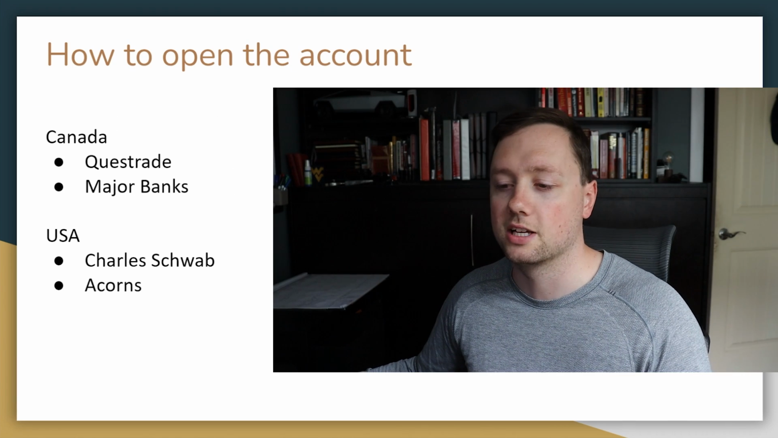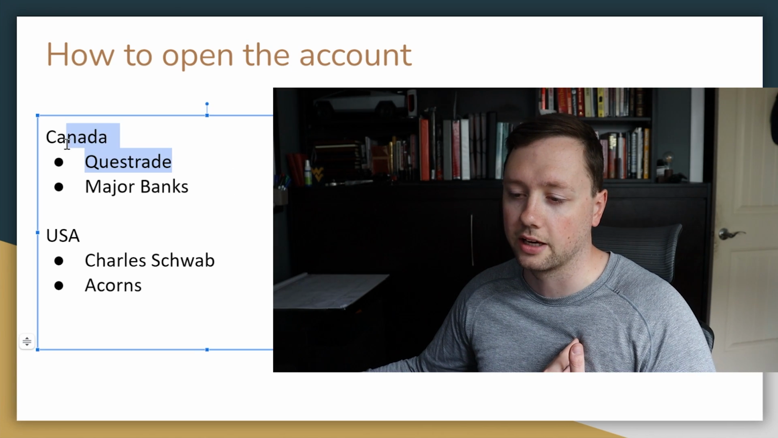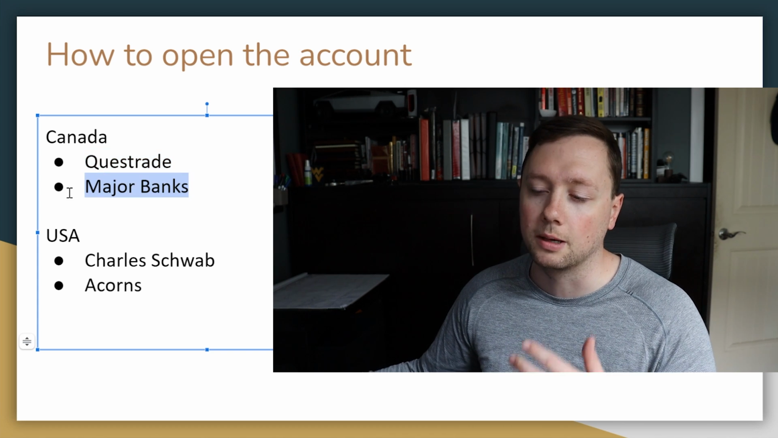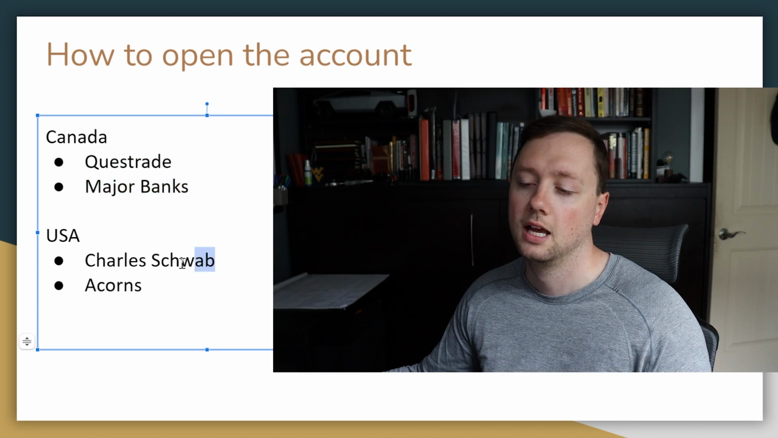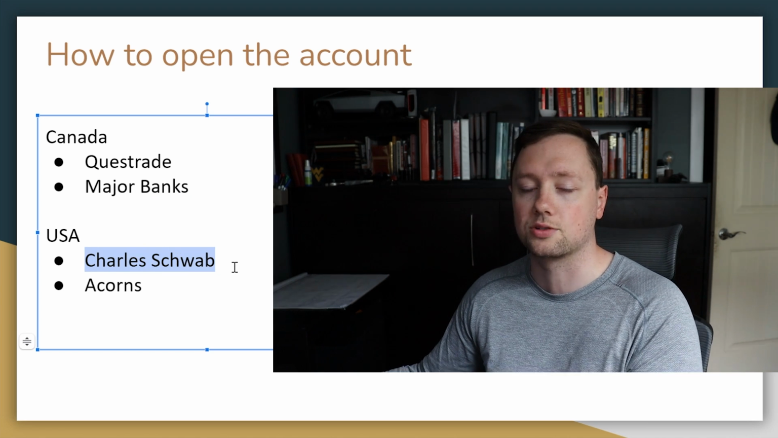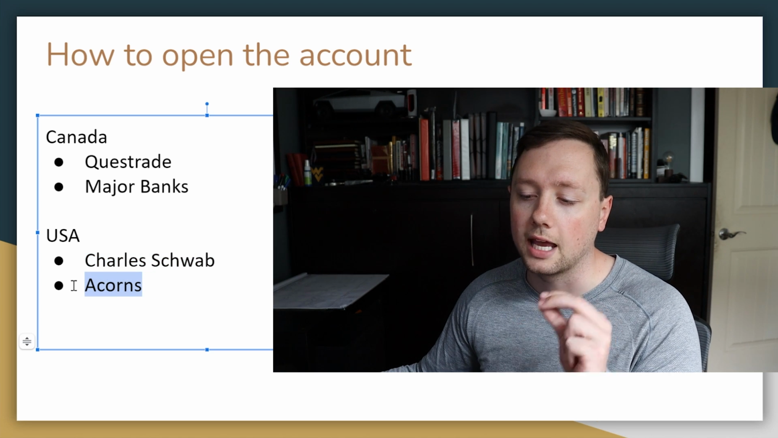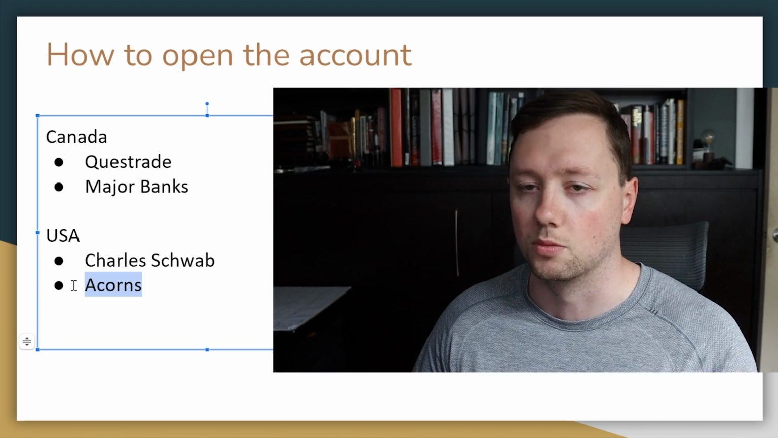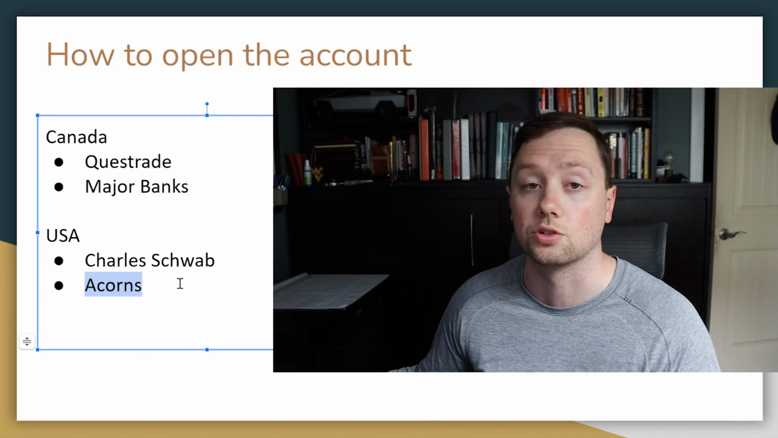Now, opening an account is very simple. I personally live in Canada, and so I use Questrade. I'll show you what that looks like right now. You can also open it at most of the major banks here in Canada. In the USA, it seems like Charles Schwab is kind of the big name in custodial accounts, so that's probably where I'd start. And I know that Acorns also has a really good program for this, so if you're interested in doing this mobile from your phone, Acorns could also be a good option.